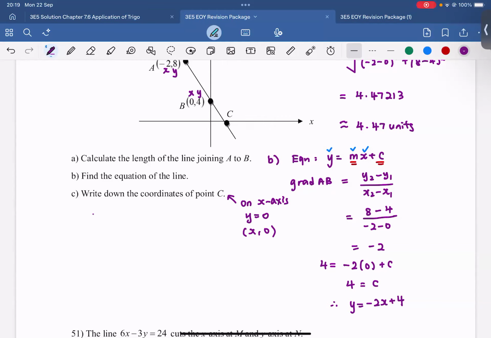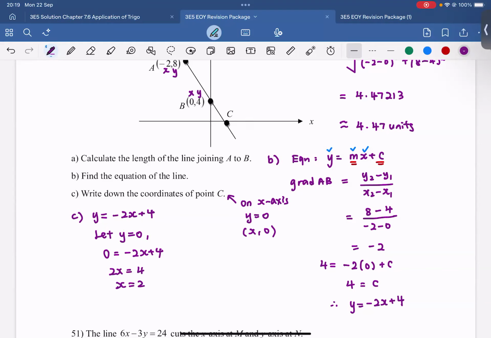So you have this equation already. Y equals to negative 2x plus 4. So to find C, what do we do? You let y be 0 and then you solve for your x. So x is equals to 2.